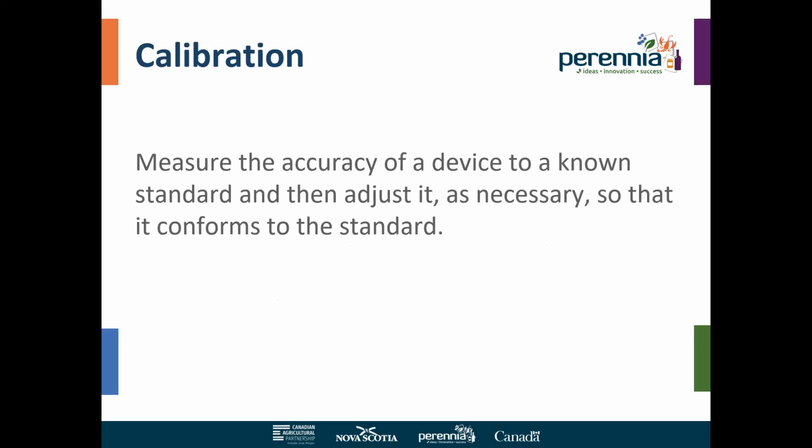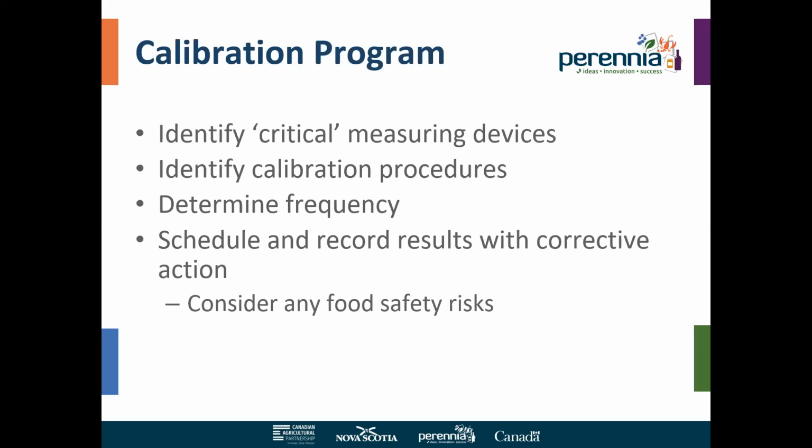So, some other examples of devices that require calibrations: thermometers, chemical applicators, spreaders. If you have any dosing equipment for cleaning, sanitizing, any lab equipment you may have, pasteurizers, pressure gauges, these are examples of other devices that would require calibration. So just like your preventive maintenance program, you would do the same with a calibration program.